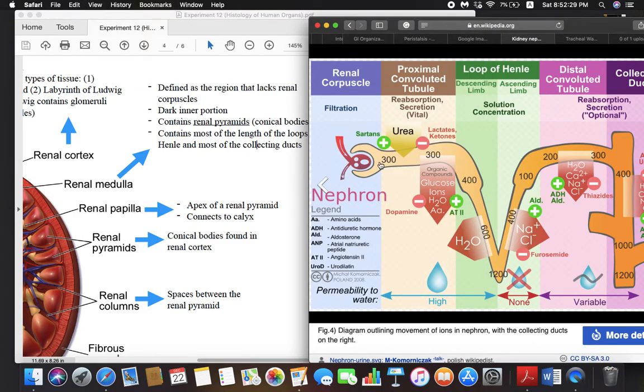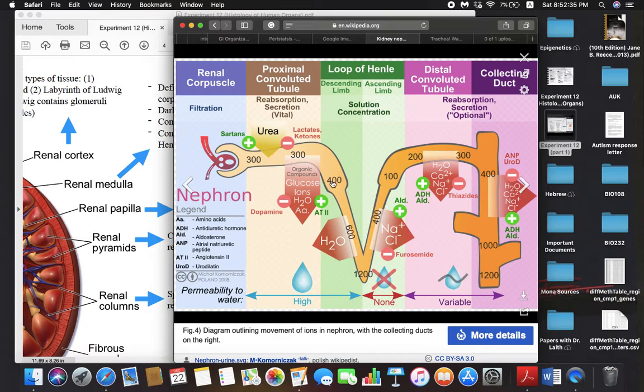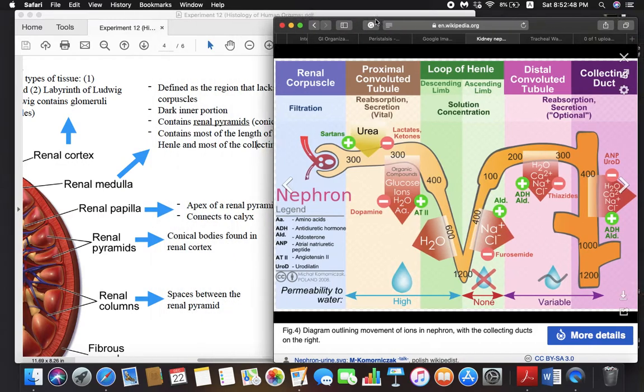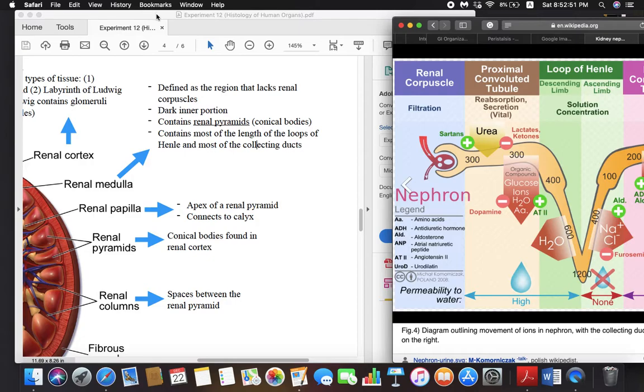Remember, we said that the renal cortex is defined as the region that contains the corpuscles. In contrast, the renal medulla contains most of the length of the loop of Henle, so this part right here is found in the medulla, and most of the collecting ducts. These are also found in the medulla. Other than that, that's all we need to know about the medulla for now.